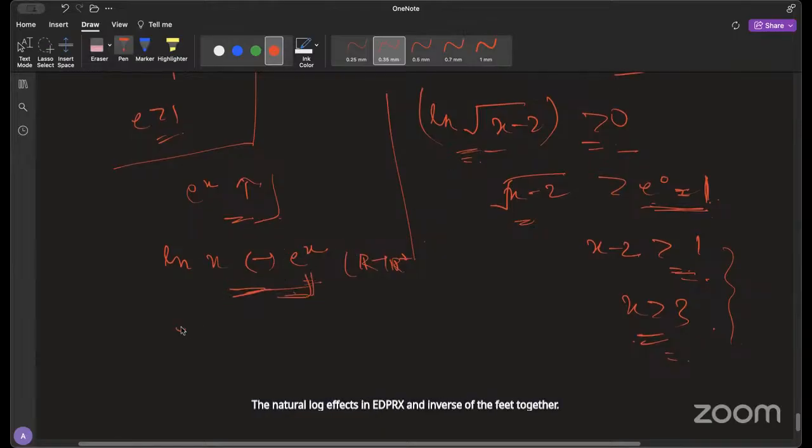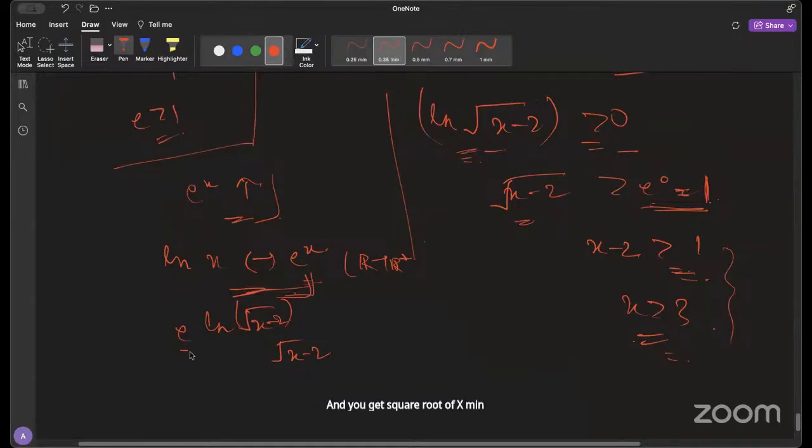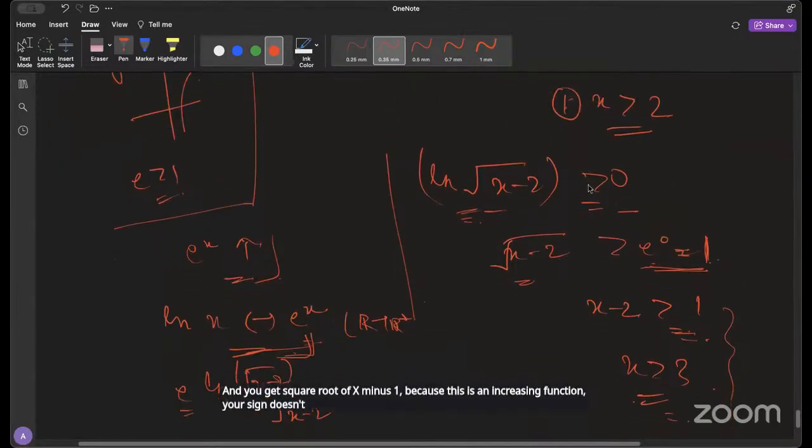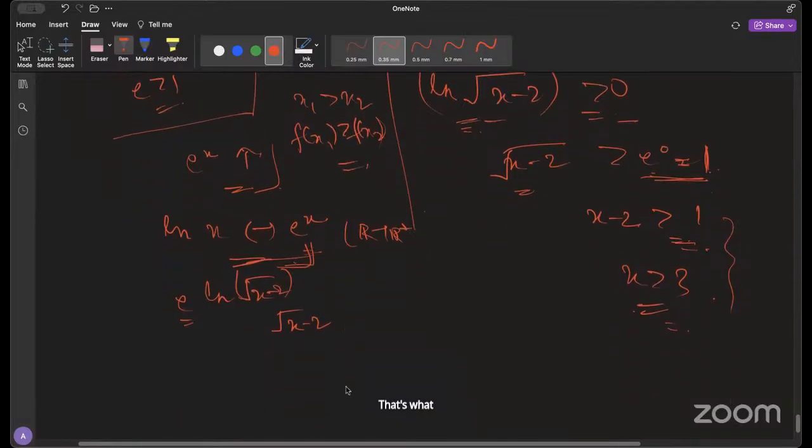So if you apply this thing here on natural log of square root of x minus 2, then you get square root of x minus 1. Because this is an increasing function, your sign doesn't change here. So if you have x1 greater than x2 and f is an increasing function, then this doesn't change, right? That's what we've done here. We've applied e on both sides. We've raised both of these to the power e, and that's what we get. E to the power natural log of square root of x minus 2 is square root of x minus 2, and e to the power 0 is 1. Is this okay?